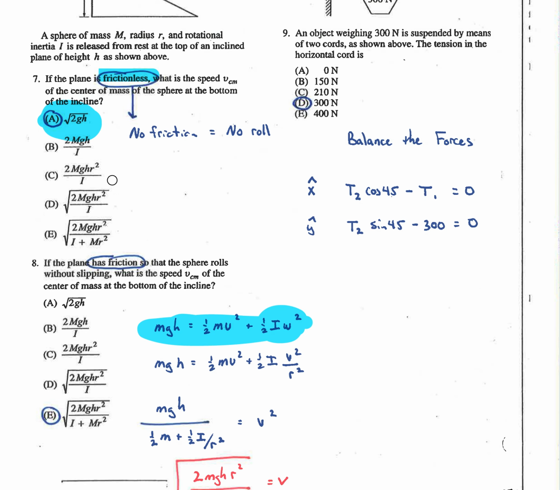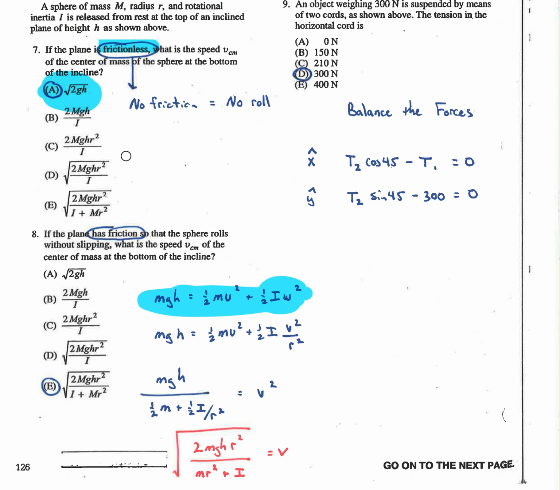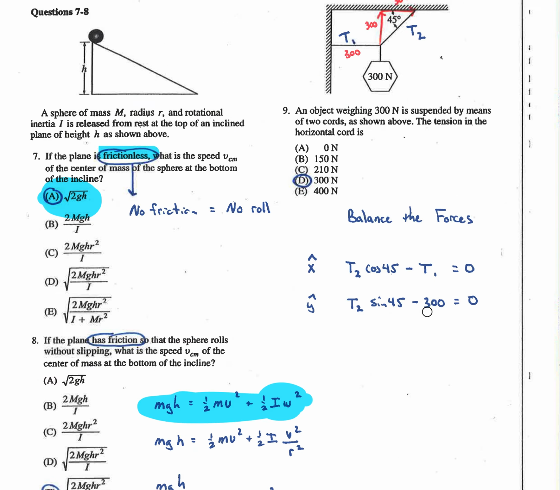Again, this one, no friction, no roll. The ball might as well be just a box. Once it does have friction, it will roll and it will gain some rotational kinetic energy, as well as our normal translational or linear kinetic energy.